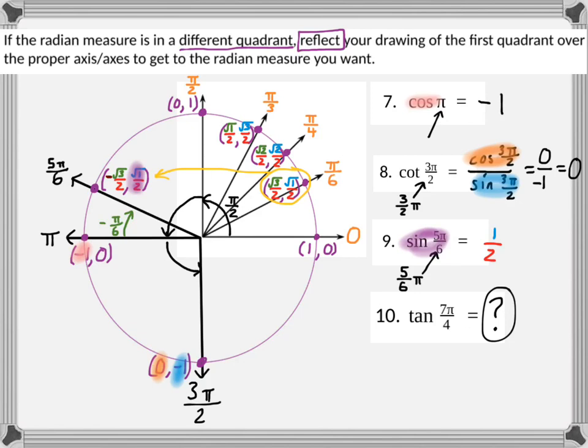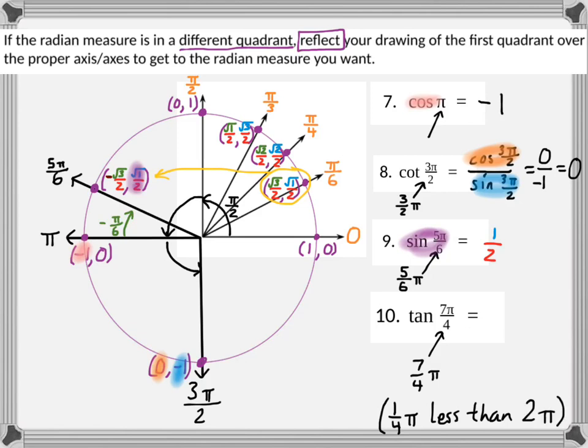Okay, so we got 7 pi over 4, 7/4 pi. So that is 1/4 of a pi less than 2 pi. Where's 2 pi? Well, at pi, we rotated 180 degrees. 2 pi is another pi after that. We're back at 0. 0 and 2 pi are the same ray. Then we've got 1/4 pi less than that, so I'm going back by pi over 4, and I've got 7 pi over 4.